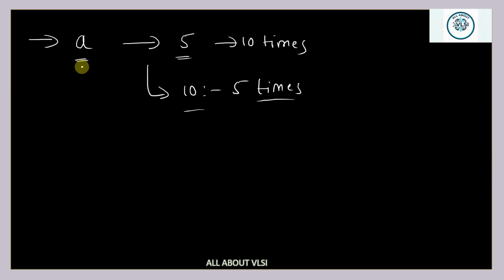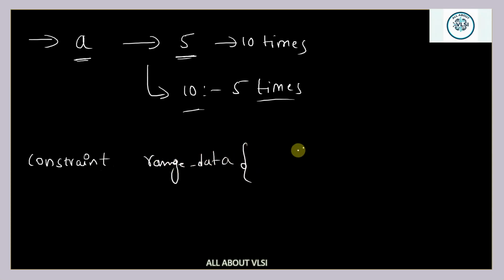Okay. So let's say I have this particular requirement of 5 being generated 10 times and 10 being generated 5 times. This is my requirement. So what I'm going to do is write a constraint. Let's say the constraint name is range_data. Here I'm going to use curly braces, and for the variable a, I'm going to use a keyword which is known as dist. So this will come under distributed constraints.